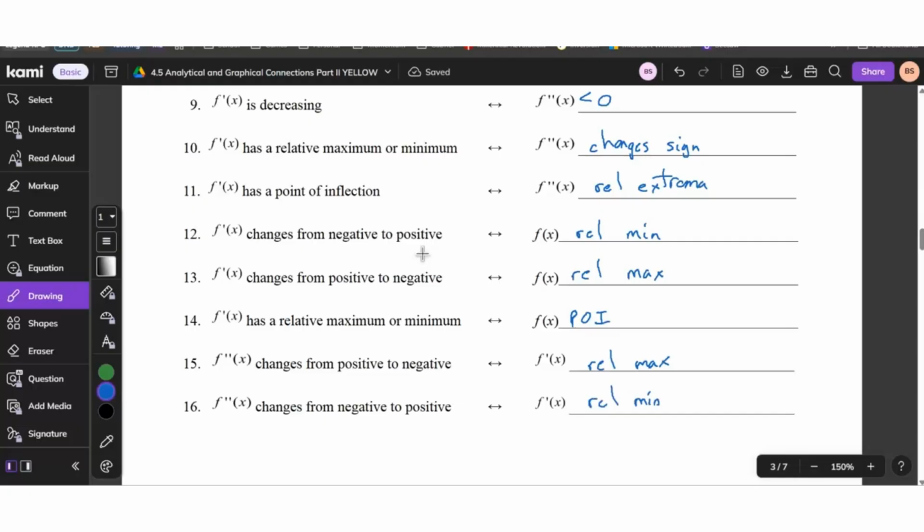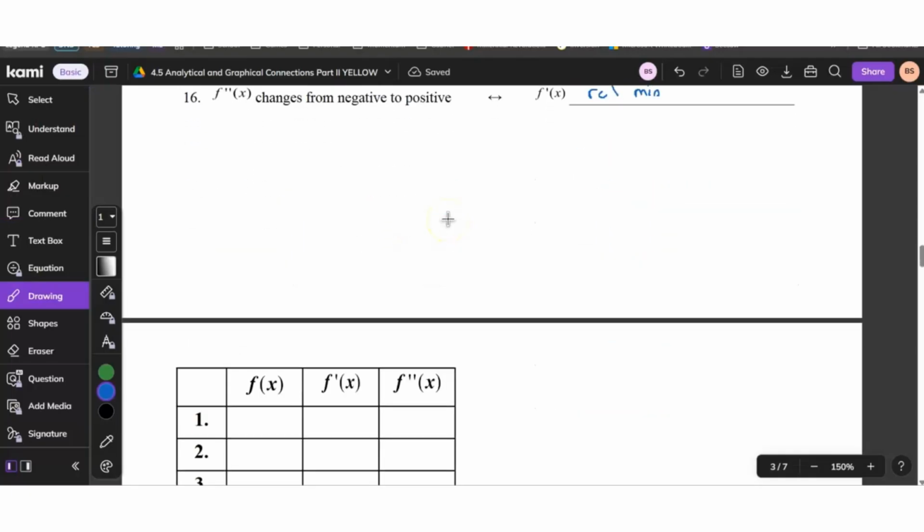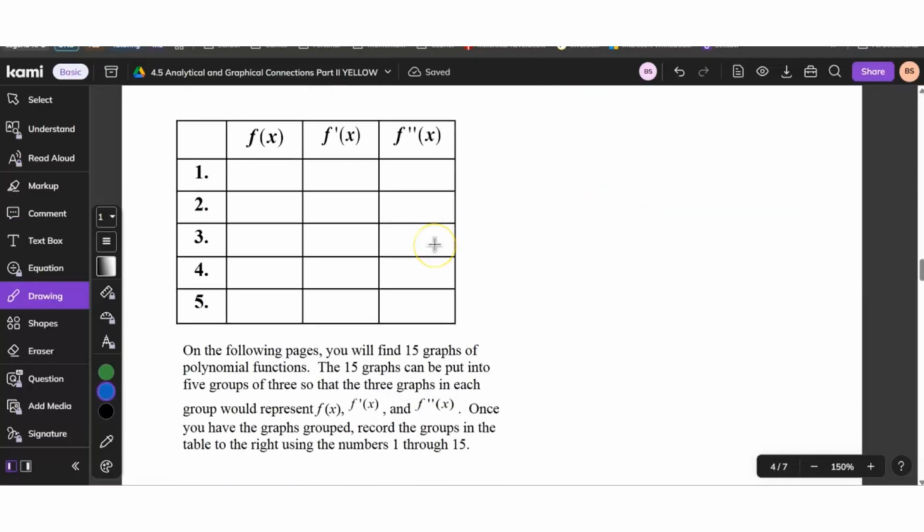So you guys, you have to just really think about it and remember that the second derivative is the first derivative of the first derivative. So all the same rules apply. Okay? And now we're done.